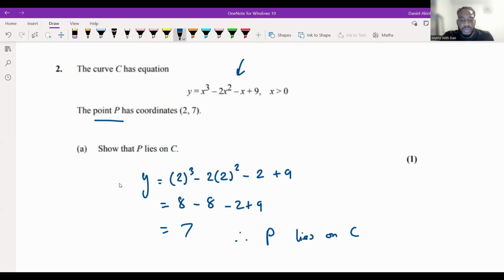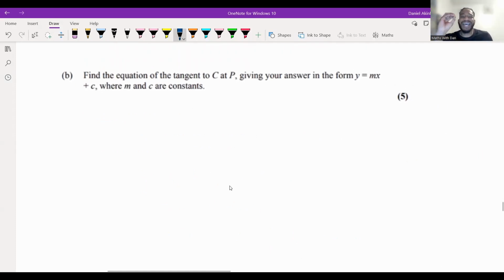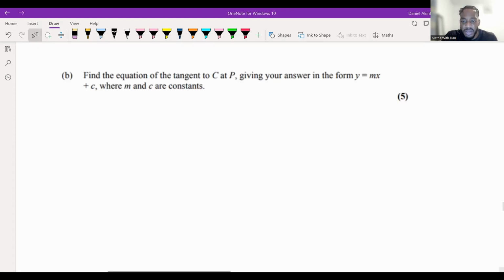Okay, so continuing. For 5 marks, it says find an equation of the tangent to C at P, giving your answer in the form y equals mx plus c, where m and c are constants. Now, this one, guys, what are our thoughts on this one? It's 5 marks. I'm just going to double check what we got for this one. But can somebody tell me, please, in the meantime, how would I go about doing this?